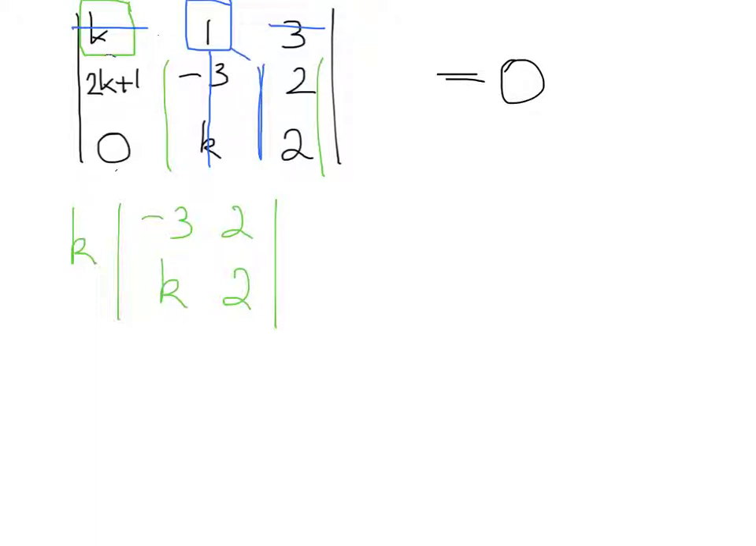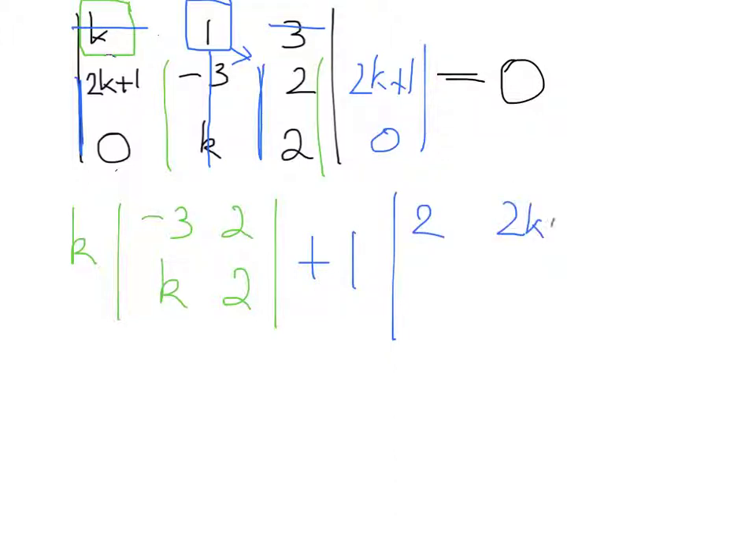Okay, so now my determinant's going to go from here. And remember, we want to go down this way. And, oh well, there's nothing over here. So I actually want to use these bits over here, but I need to move them. So I'm going to move 2k plus 1 and 0 over to here. So that means I can add on 1 times the determinant of 2k plus 1, 2 and 0.